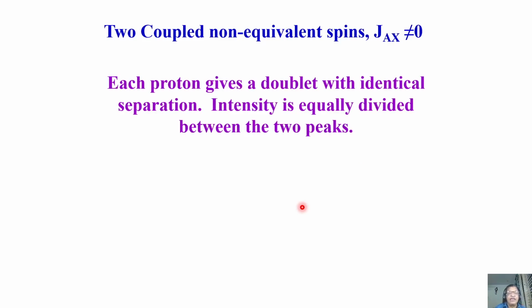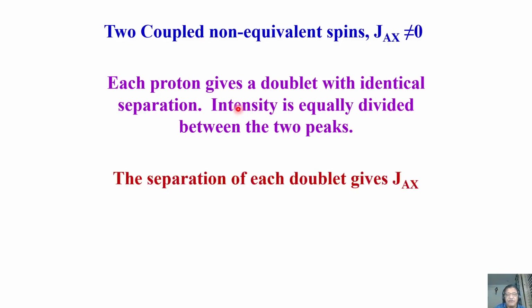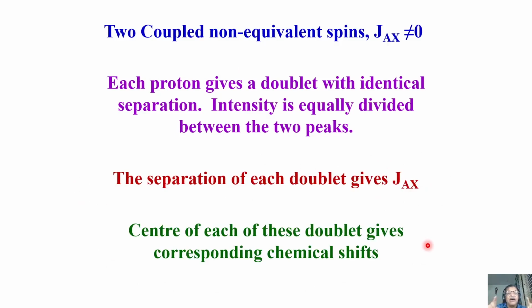Now, for two coupled non-equivalent spins with JAX not equal to 0, I said each proton gives a doublet with identical separation. Intensity is equally divided between the two peaks. An asymmetric intensity pattern is not seen in NMR. Please remember this, because interactions are always mutual. And the separation gives JAX. I'm repeating this point just to make sure you understand. The separation of each doublet gives you JAX. The center of each doublet gives you the corresponding chemical shift. This is the salient point when two coupled spin systems are there with non-zero J coupling.